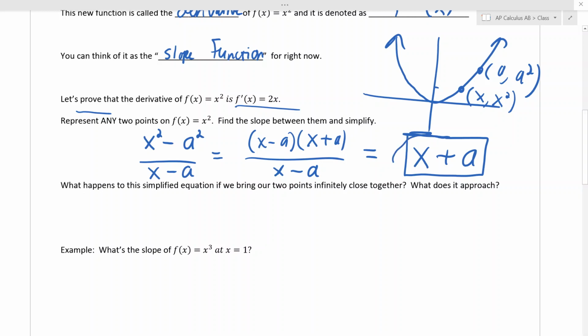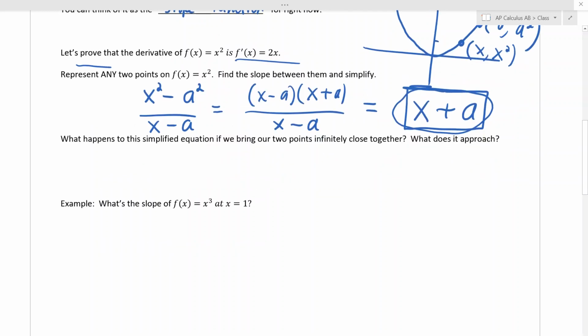What does x plus a tell me? If I were to plug 2 and 6 into there, I get 8, right? What does that number represent? The slope between 2 and 6 on x squared exclusively. So from 2, 4 to 6, 36 basically. Okay? Now, it just reduces down to that, which is nice. So that says if you want to find the slope between any 2 points on x squared, all you need to do is add their x values, which is kind of crazy.